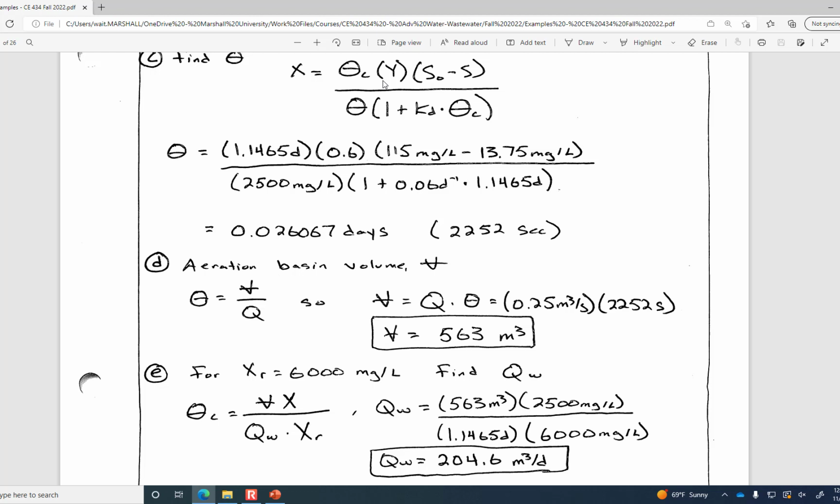So we'd be wasting basically 205 cubic meters per day of sludge in order to achieve the mean cell residence time that we're trying to hit, the 1.15 days. The way that you get that is by how much of the settled sludge do you recirculate versus how much of it do you waste. And the more that you recirculate, the longer the mean cell residence time will be. And the less that you recirculate and the more of that fraction you waste will bring the sludge age down. Okay, sorry.